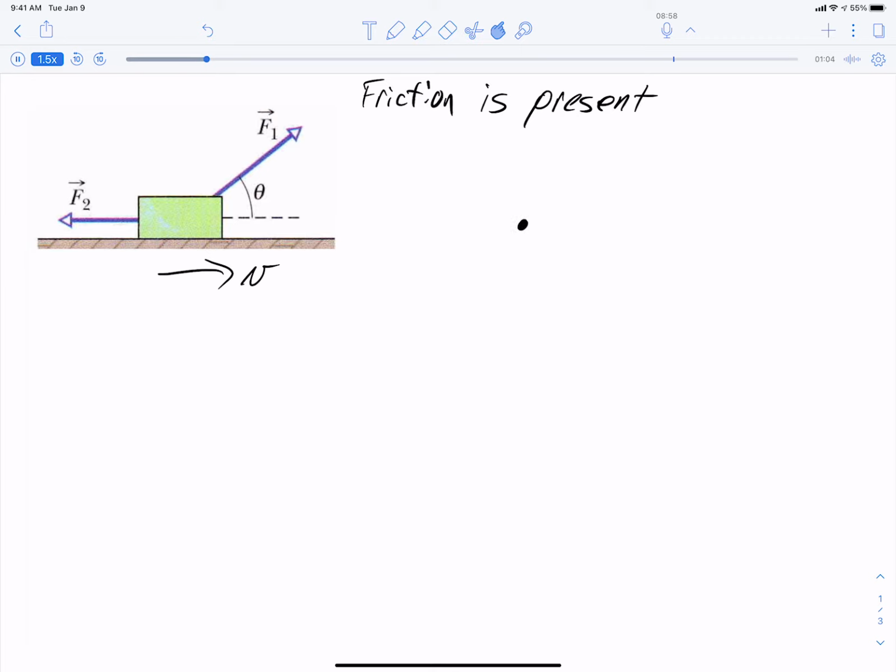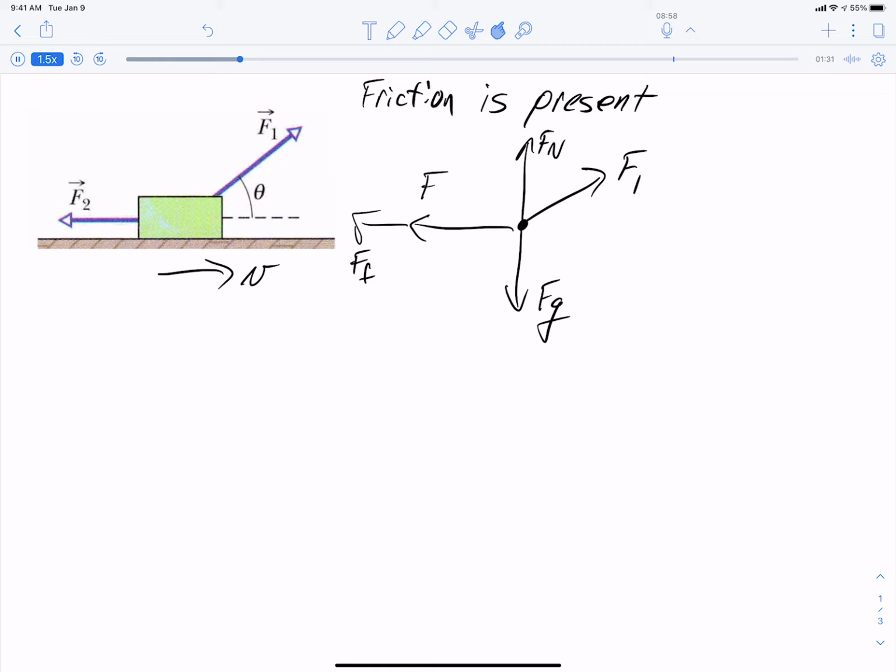All right, so I'll go ahead and draw the free body diagram. You'd say there's a force 1 that points up and to the right. There's a force 2 that points to the left. There's a force of gravity that points down. There's a normal force that points up. And then there's also a force of friction that points to the left, and that's going to be a force of kinetic friction. Okay, so now I've incorporated all of those.